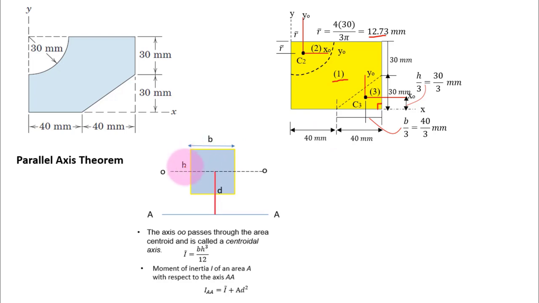This is a rectangle, its height is h, its base is b. If O-O is the center of this rectangle, we know from the formula that the moment of inertia of this rectangle about its centroidal axis is equal to b h cube divided by 12.